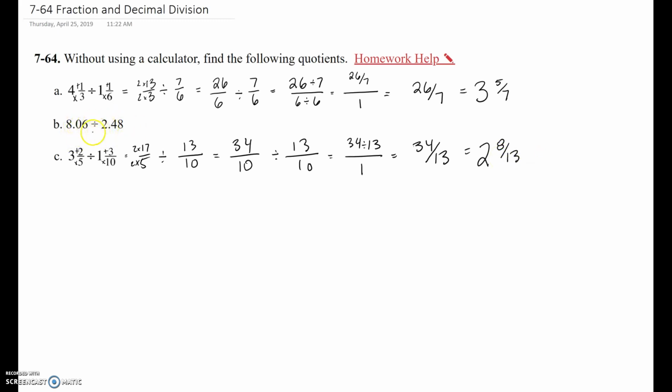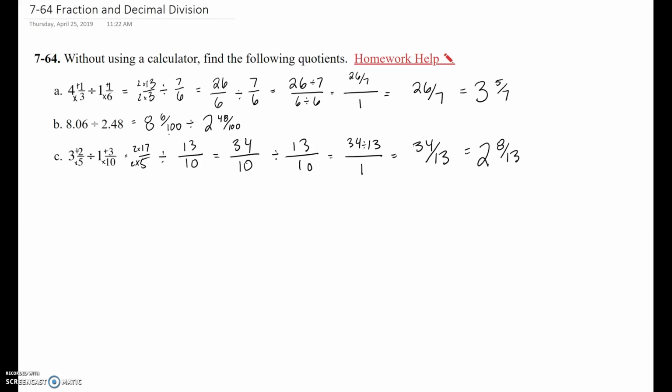So dividing with decimals, we could write these as fractions, which is a kind of cool way to do it. So you've got 8 and 6/10 divided by 2 and 48/100. So we could do that. You already have common denominators, so that wouldn't be too bad.